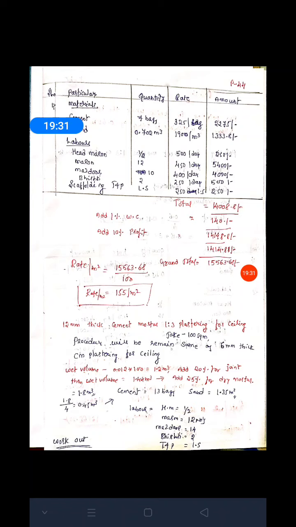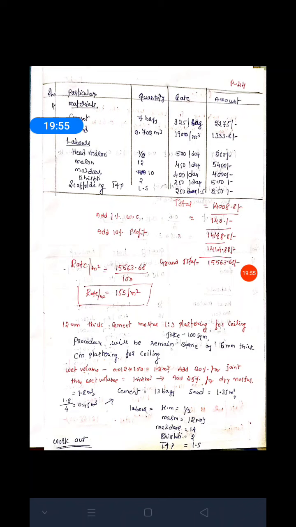And the rate, as we know, will remain the same. Then after multiplying the quantity by the rate, we get: for the mason you may get around 250 rupees per day, and the amount around 5,400 after completion of 100 square meter of work. For the mazdoor you may get around 4,000 after completion of 100 square meter of work, and this is around 500, whereas scaffolding is 250.